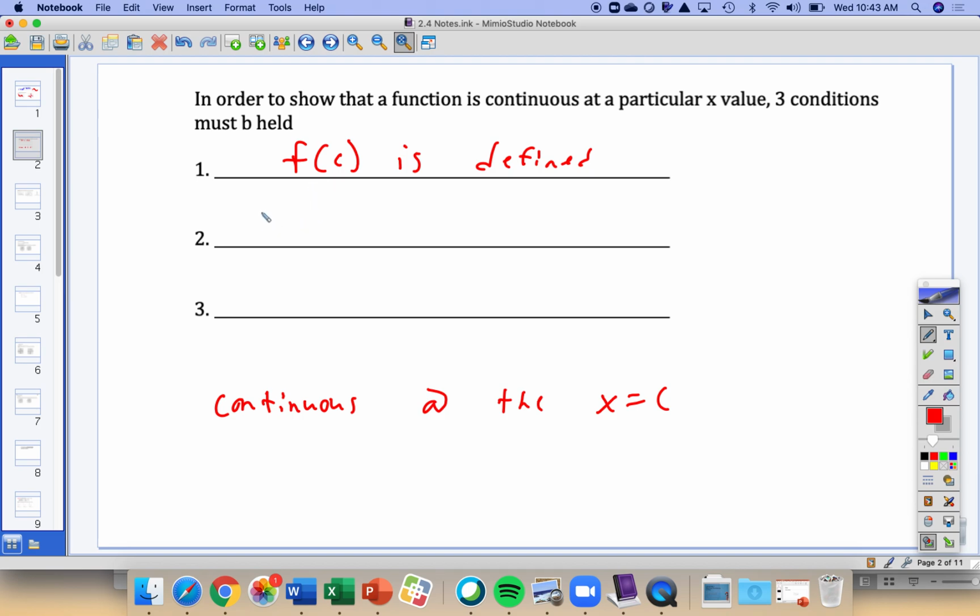Condition number two is that the limit, as we get closer and closer to the x value, is also defined or exists. So the limit has to exist. It can't be, does not exist. And then the third condition is that these two things are equal to one another. So when I find f of c, it should equal the limit as x approaches c of the function. If these two are equal, then that means that the function is continuous at that particular point.